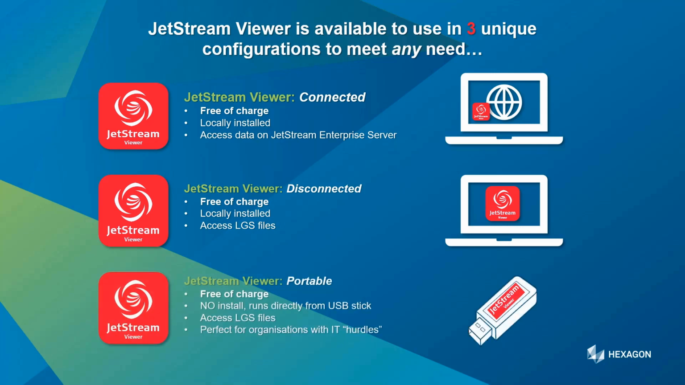And then we have this JetStream Viewer portable, and I think this is really important. So this is again completely free of charge, no install, and it runs directly from the USB stick. So if you have JetStream Viewer portable and your LGS file on a USB stick, you can just double click, get that running, and it will open up JetStream Viewer, and basically anyone can view that data, and it doesn't take a huge amount of computing power or processing grunt to get JetStream Viewer running. Obviously, now we've got the support for the 3D models with the meshes.